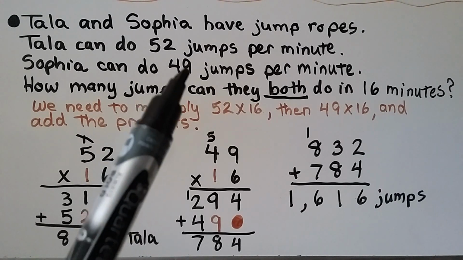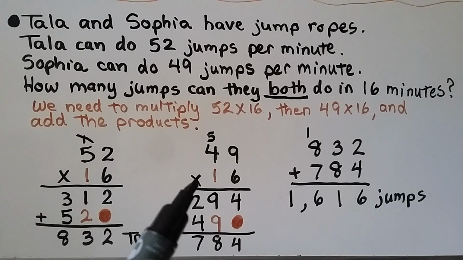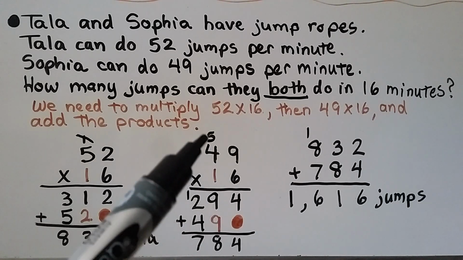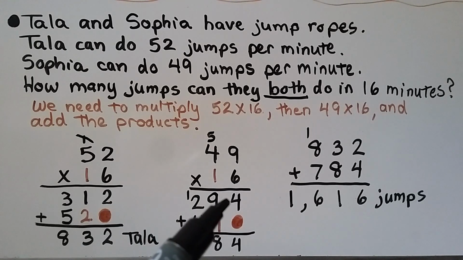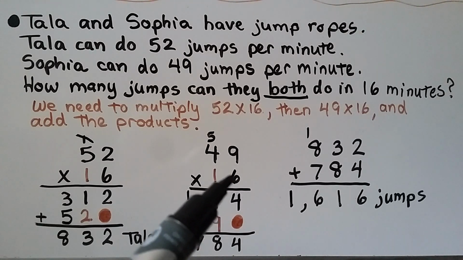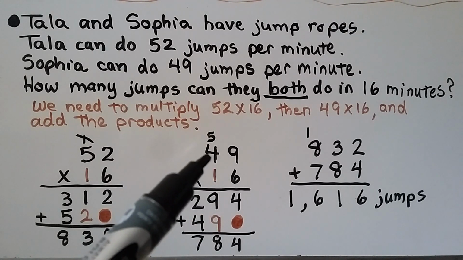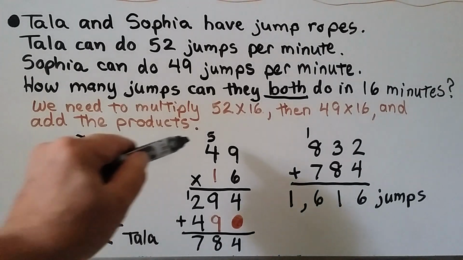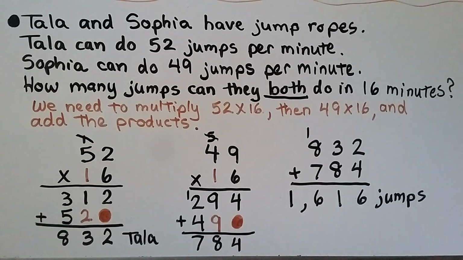Now we multiply 49 times the 16 minutes. We have, starting here, 6 times 9 is 54. We regroup the 5 and put the 4 down. Now we do 6 times 4, which is 24, plus 5 more is 29. And now we finished with this 5. We need to cross it out so it doesn't get confusing.